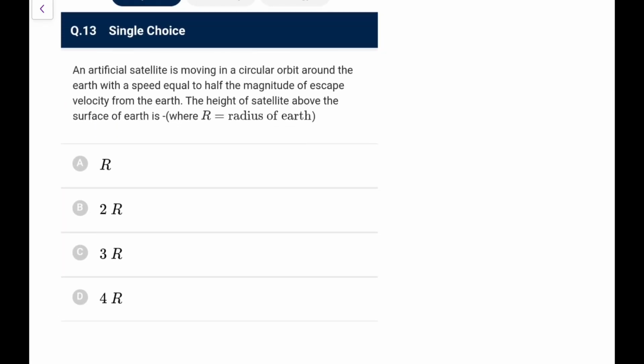An artificial satellite is moving in a circular orbit around the earth with a speed equal to half the magnitude of escape velocity. The height of the satellite above the surface of earth is going to be. So it is moving in a circular orbit with a speed equal to half the magnitude of escape velocity. That means the velocity we typically write is equal to root of GM upon r plus h, which is the radius, and here it is given as half of escape speed, which is root 2 GM by R.